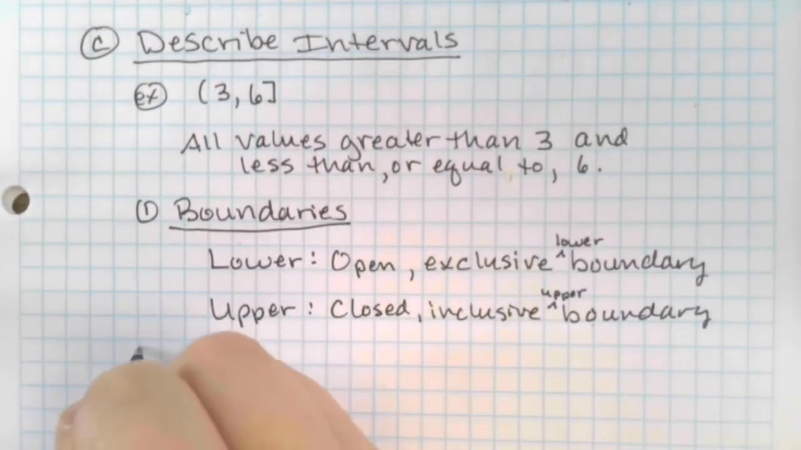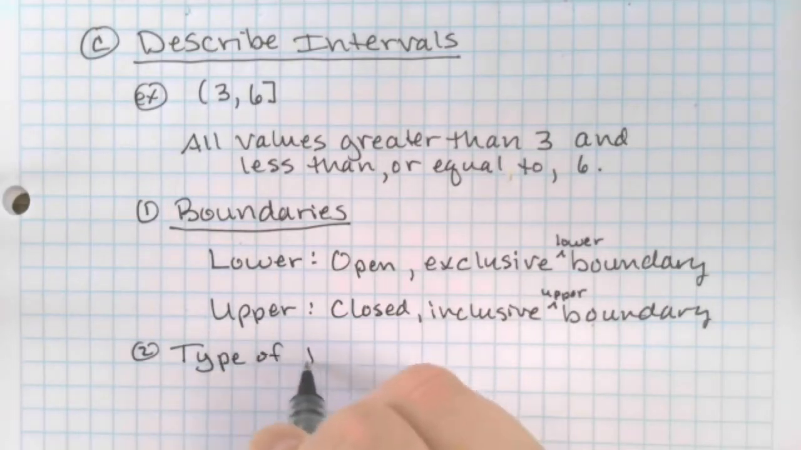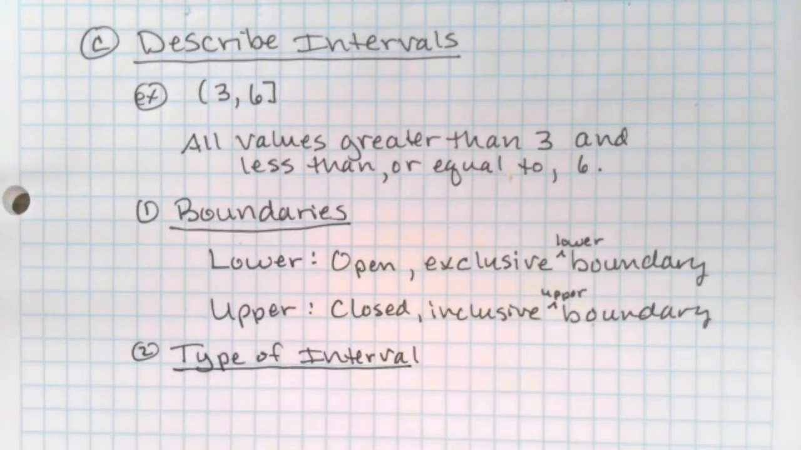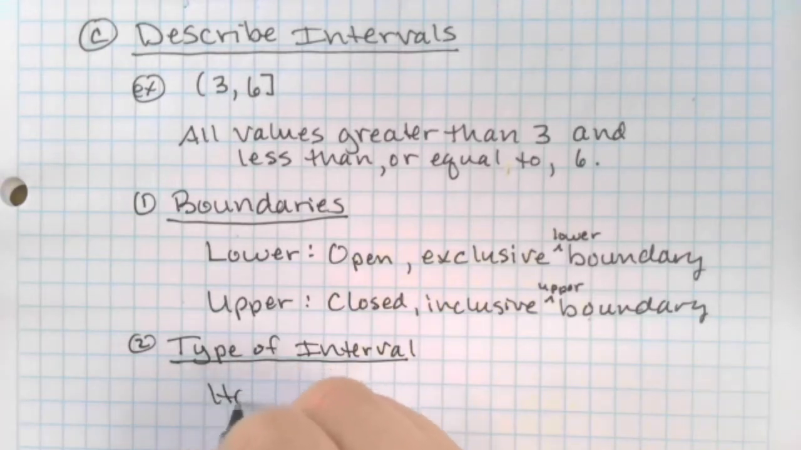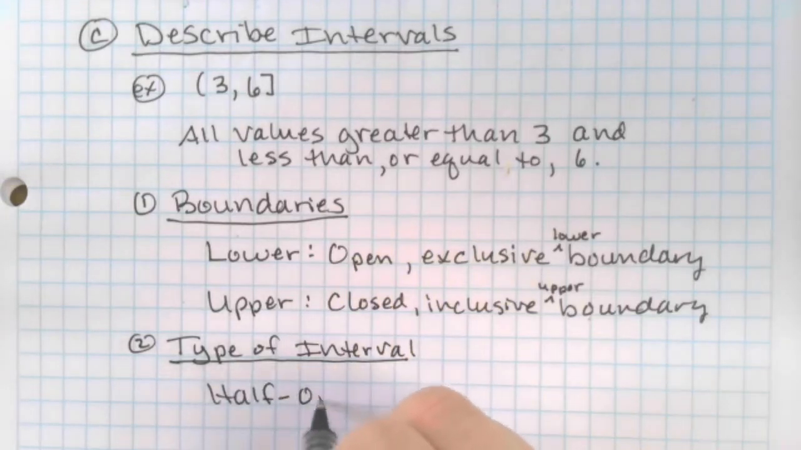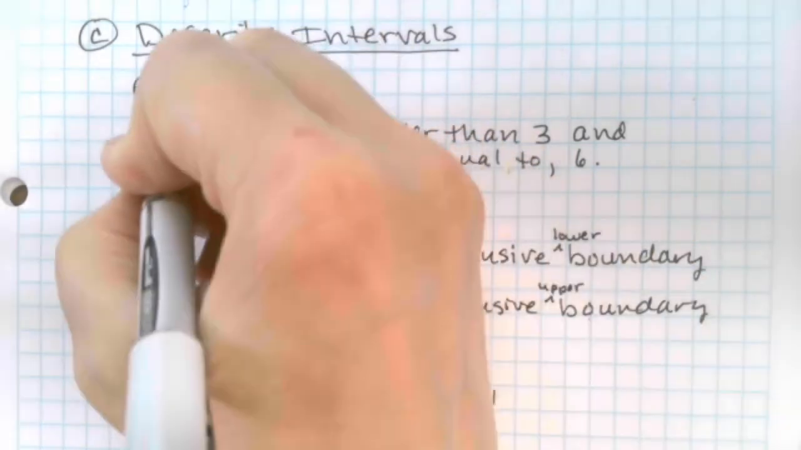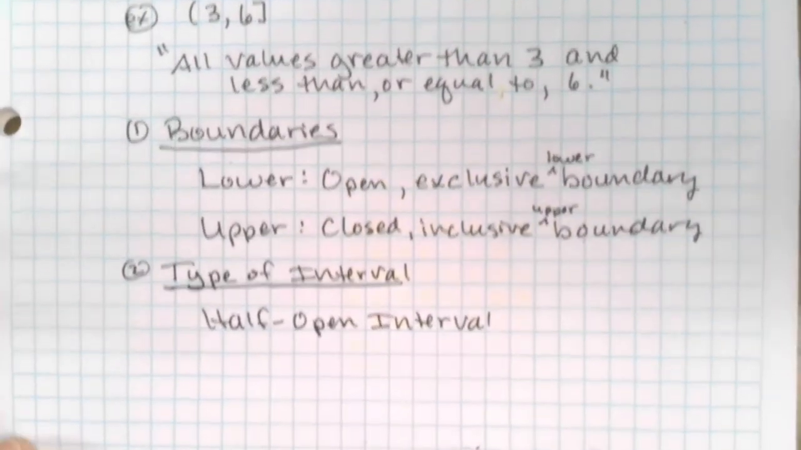And the type of interval that you're dealing with. Well, one side is open, the other side is closed, so the type of interval is a half open interval. So on your homework, they're going to ask you to describe intervals using words, boundaries, and the type of interval. And that's how you go about doing that.